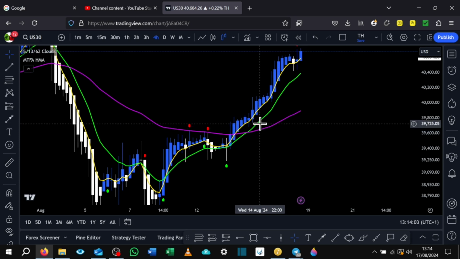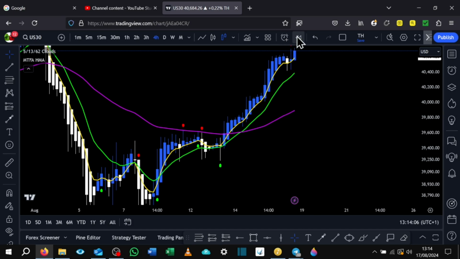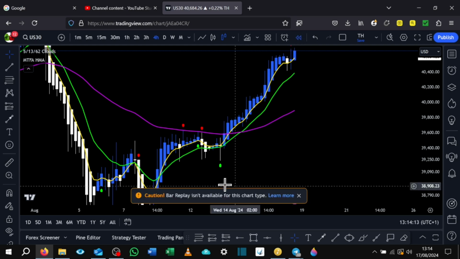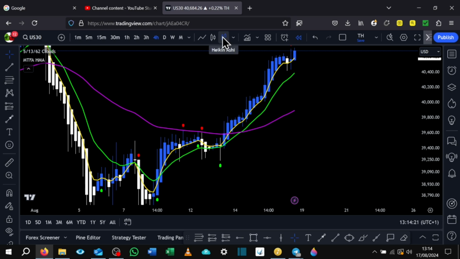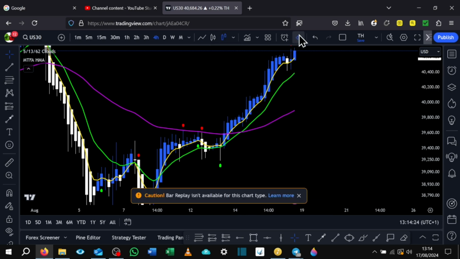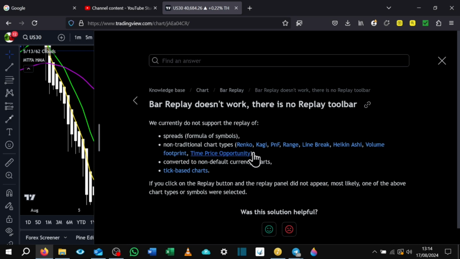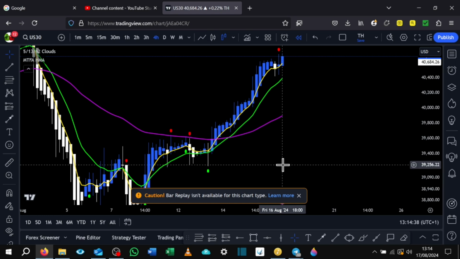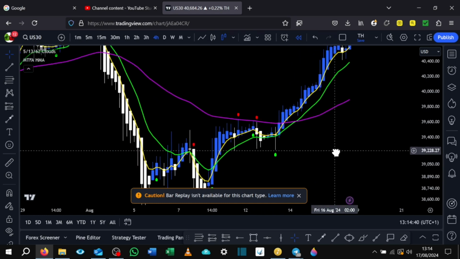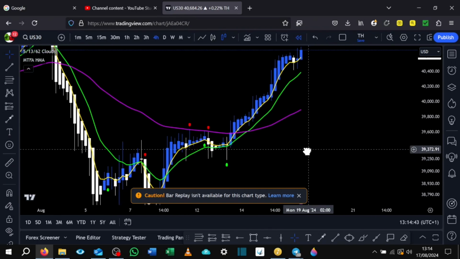Another thing that I was going to check out was the bar replay. Once you've paid for the TradingView basic plan, you do get the bar replay. It does say that this is not available for this chart type, and unfortunately you cannot use it with Heikin-Ashi. If we go to learn more, it does not let you at this moment in time use the bar replay for these chart types, which is a little bit annoying because it would have made it better to show you before and after using the bar replay.